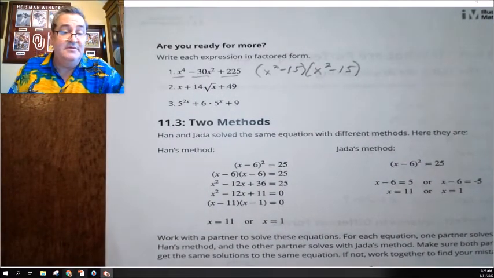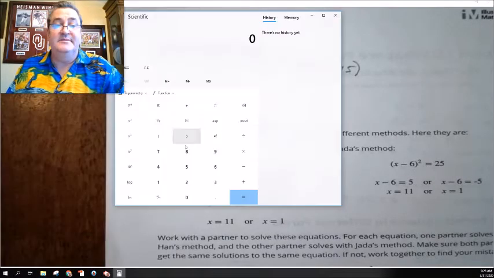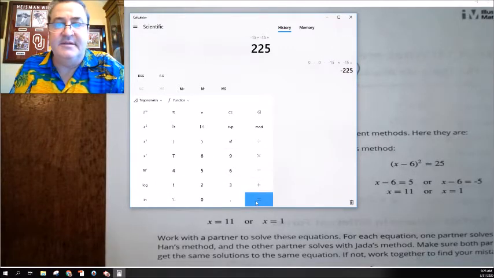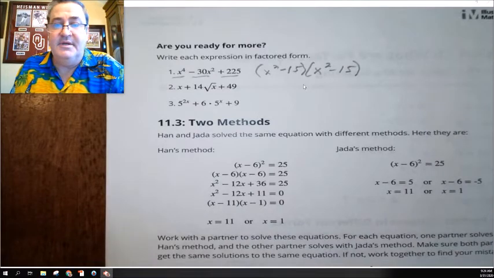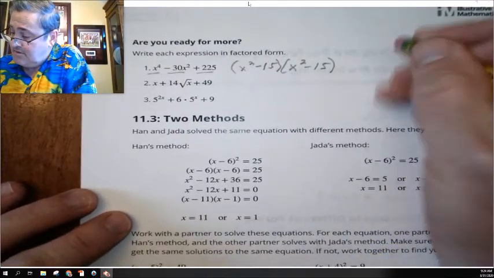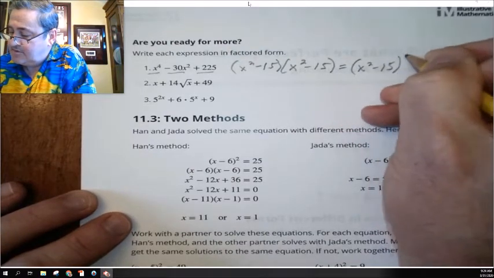Now, if you don't know that right off the top of your head, let's pull up the calculator just to verify that that is the number. So if we do -15 times -15, I've got to put the negative after I put the 15 on this computer. It shows negative 15 times negative 15 equals 225. So that is the number we were looking for. So this is x squared minus 15 times x squared minus 15, or the same as x squared minus 15 squared.